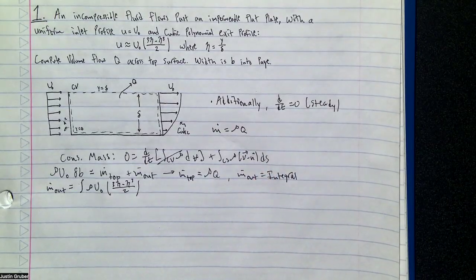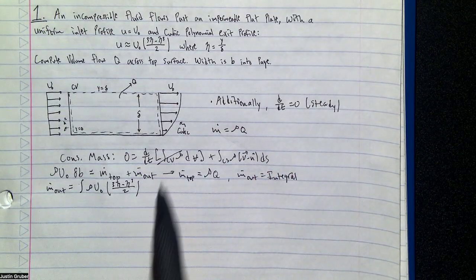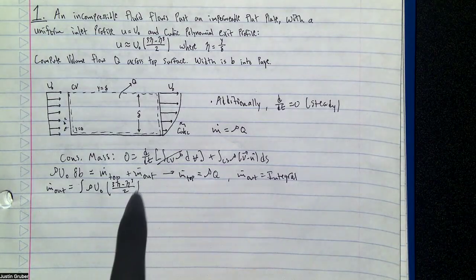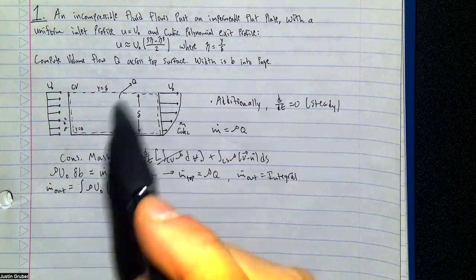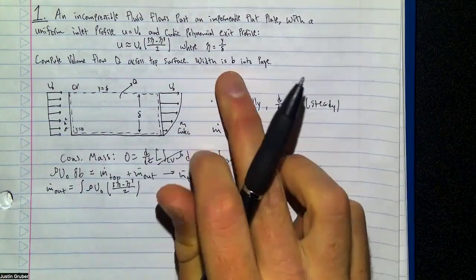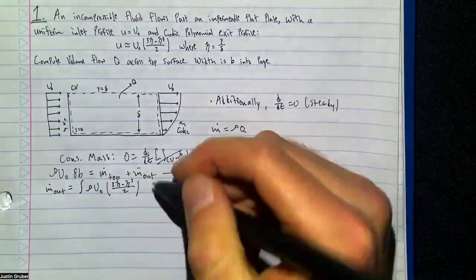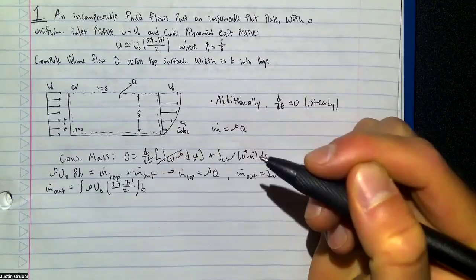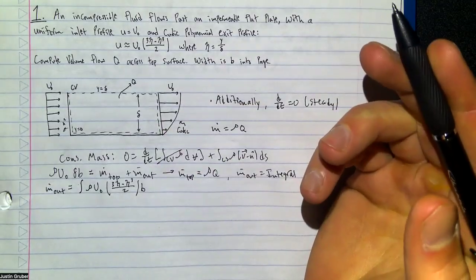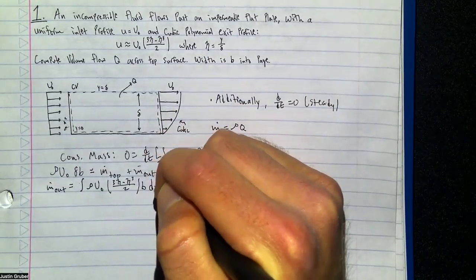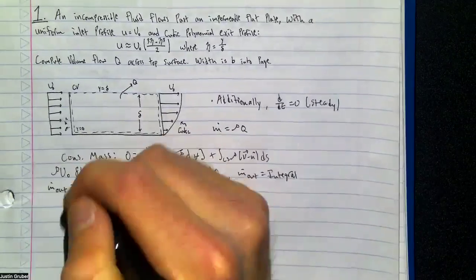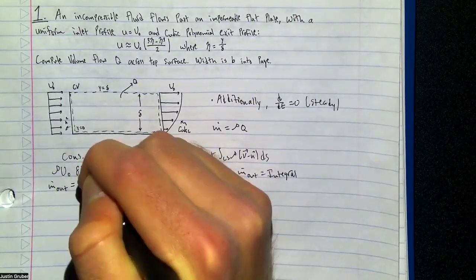So that's our velocity. Now, what's our area we're integrating over? Well, nothing's changing as we go into the page. It's only changing as a function of y. So we can pull out that b term that's into the page and call that a constant. And now what are we integrating with respect to? We're integrating with respect to y, so dy. And what are our limits? It's y equals 0 to y equals delta.